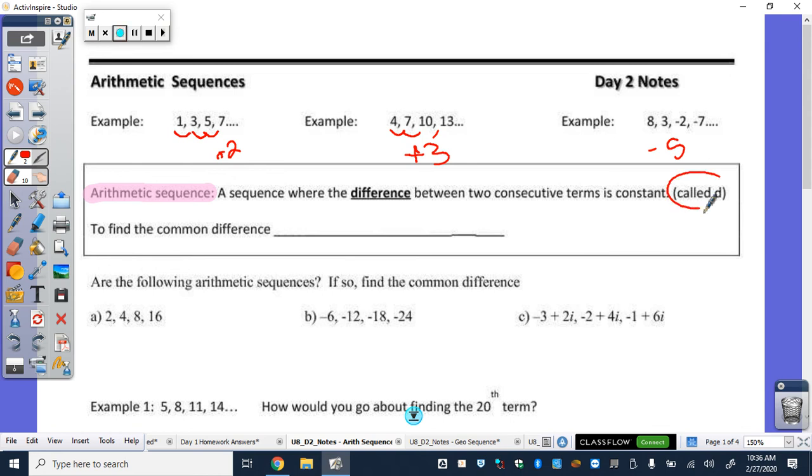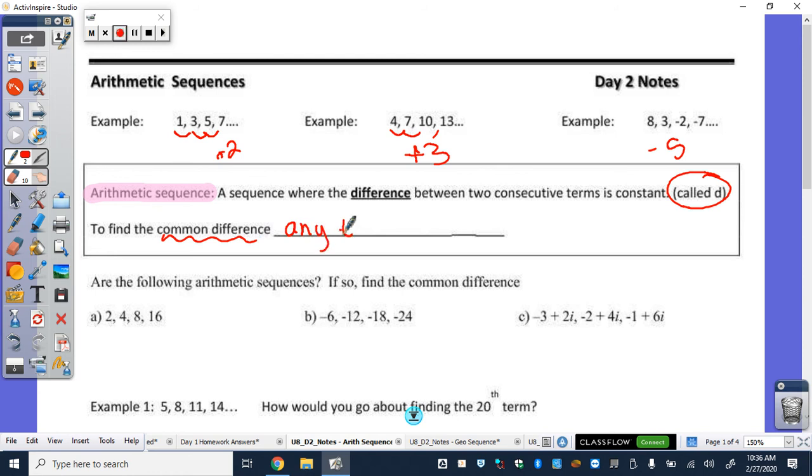We call that the letter D. We call it a common difference. What you're going up and down by, that's your letter D. Some patterns you're going to be able to see easily, and you're going to be able to pick up quickly what it is that we're adding or subtracting.